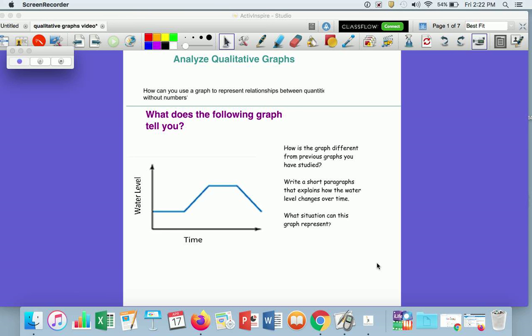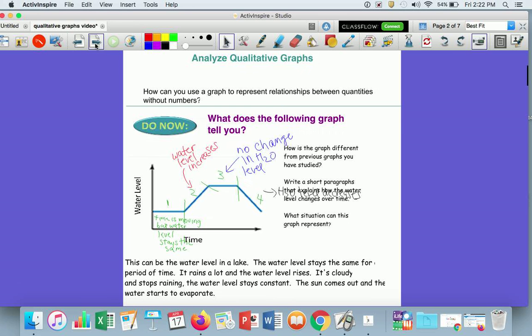Going to go over qualitative graphs. Qualitative graphs are graphs that can show a relationship between quantities without using specific numbers on the axes. This is an example of a qualitative graph. Now, let's look at what this graph represents.